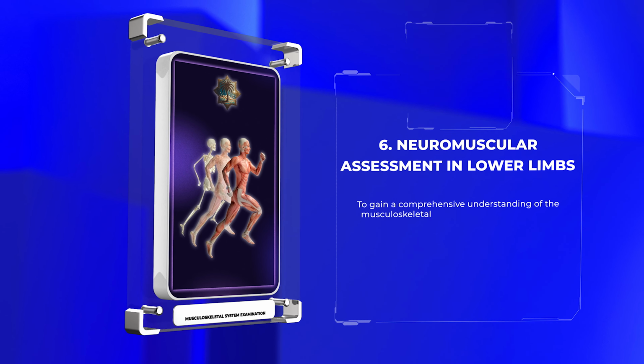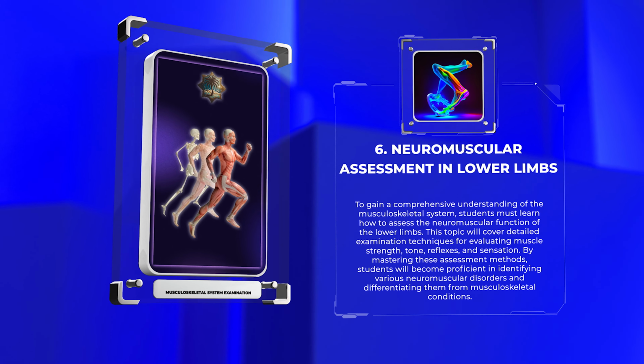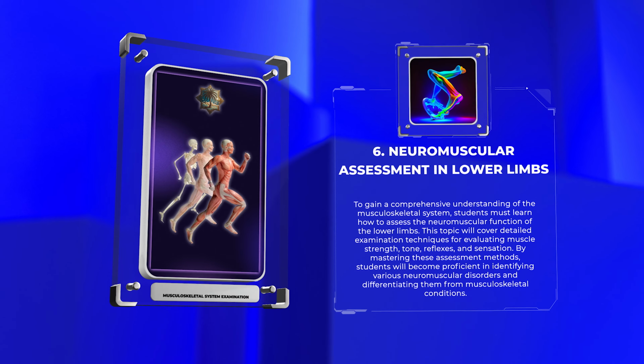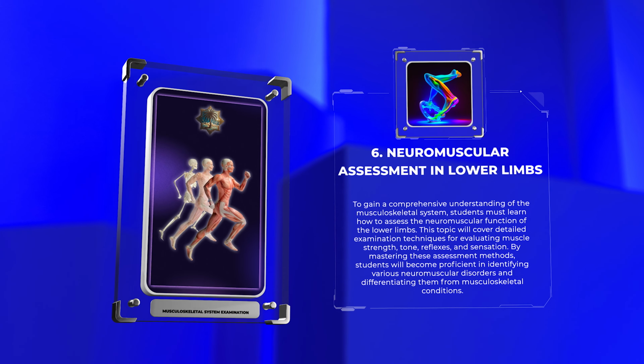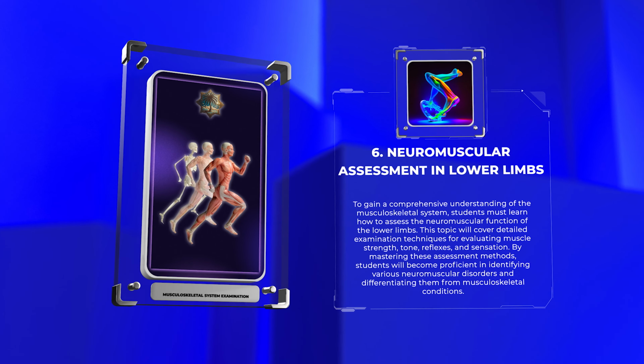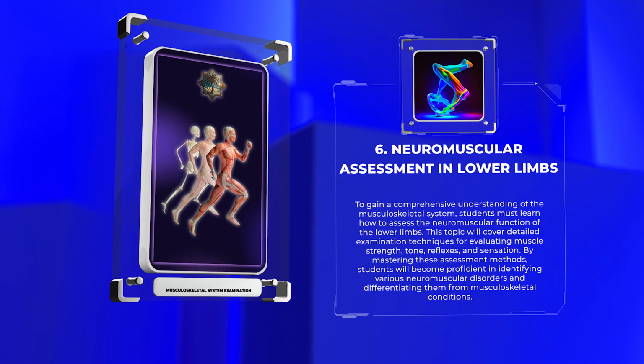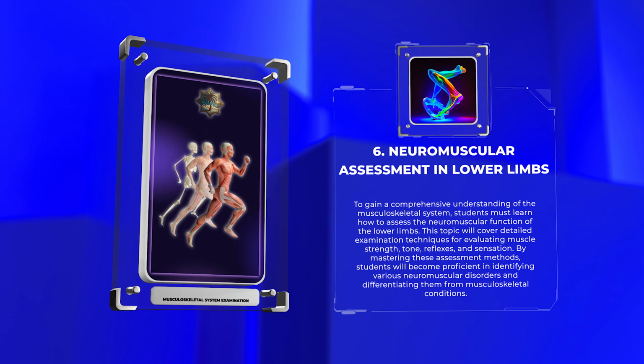To gain a comprehensive understanding of the musculoskeletal system, students must learn how to assess the neuromuscular function of the lower limbs. This topic will cover detailed examination techniques for evaluating muscle strength, tone, reflexes, and sensation. By mastering these assessment methods, students will become proficient in identifying various neuromuscular disorders and differentiating them from musculoskeletal conditions.